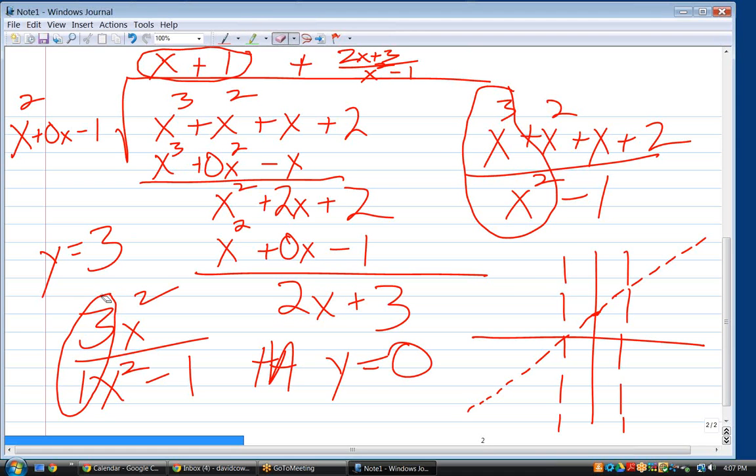And as soon as the degree in the numerator gets to be 1 greater than the degree in the denominator, like that, then you do the division, and whatever you get as a linear factor, ignoring the remainder, is the equation of your oblique asymptote.